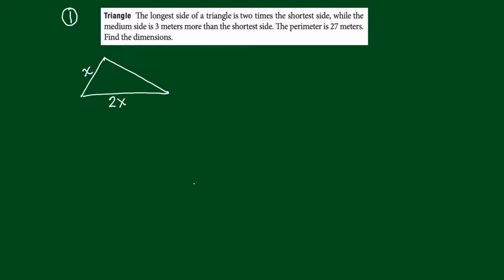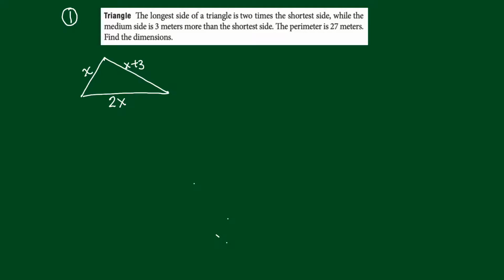So I've got 2 sides. What about the third side? It says this. The medium side is 3 meters more than the short. So again, the medium is given in terms of the short. So x was the short, and this is 3 meters more. So if this is x, this must be 3 more than x, so how about x plus 3? x plus 3 is 3 more than x.